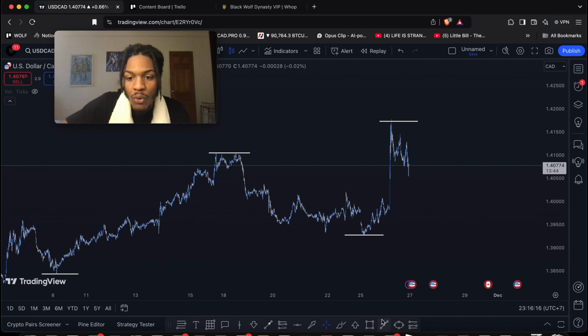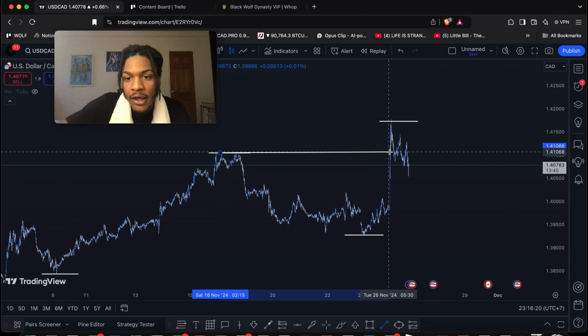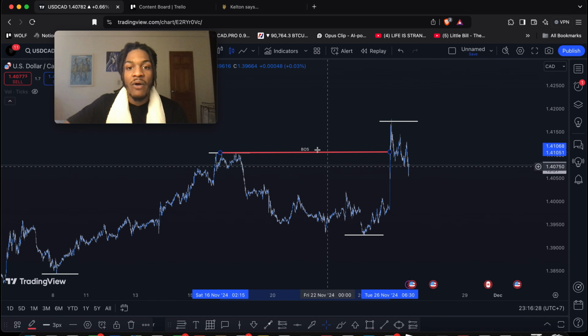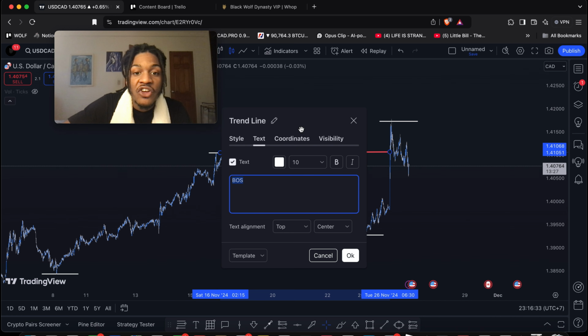So this would be a COS, continuation of structure. What we're going to do is make a new line from that previous high, which is over here, and label it this. That red line, not BOS, that's the wrong one. COS, because we're continuing the trend up. So that would be our COS, continuation of structure.